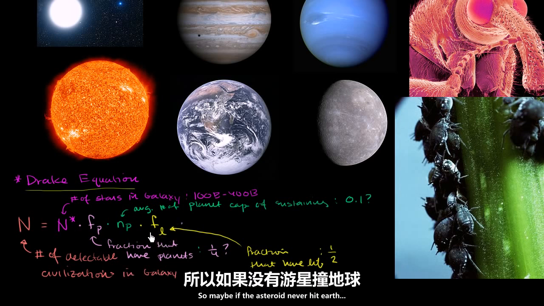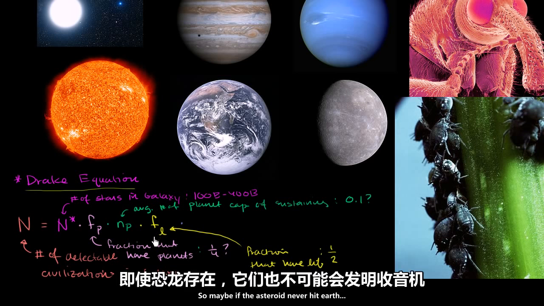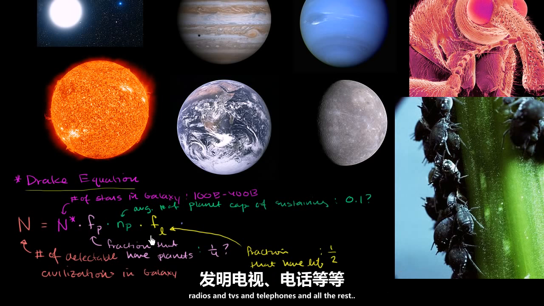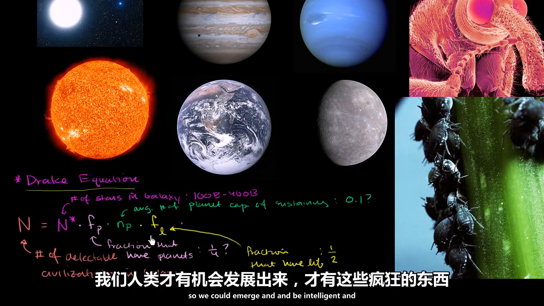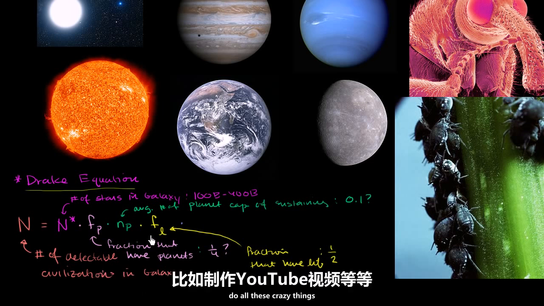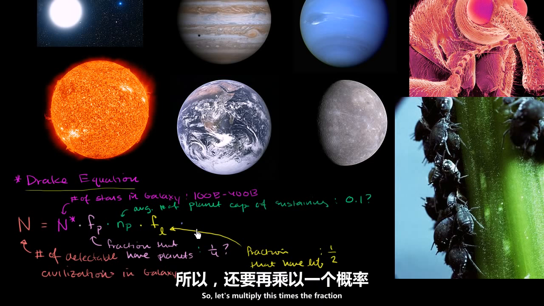So maybe if the asteroid never hit Earth, the dinosaurs would have stayed on Earth and they would have never evolved to the point of generating radios and TVs and telephones and all the rest. And so it's kind of a freak circumstance that, because they were destroyed, these gaps in the ecosystem developed so that we could emerge and be intelligent and do all of these crazy things like make YouTube videos and all the rest. So let's multiply this times the fraction.